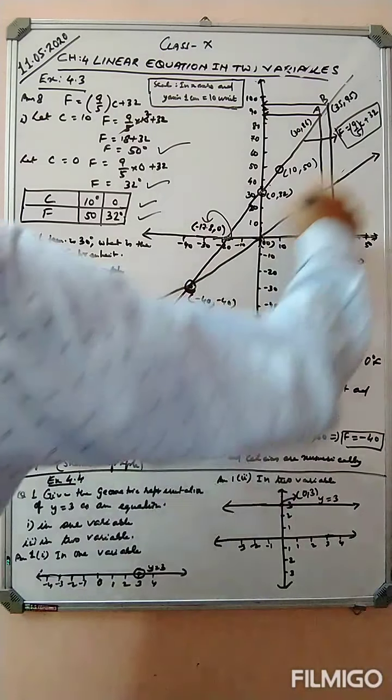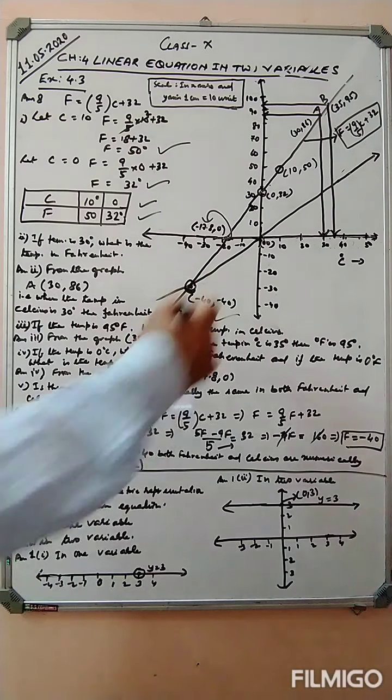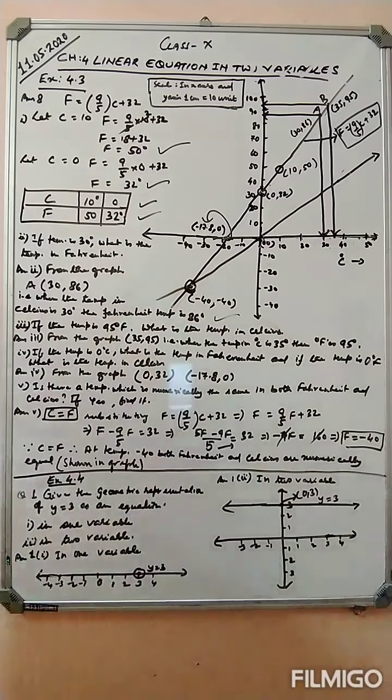You can make a line in this way. So this is the second graph. Since C equals F, at the temperature minus 40, both Fahrenheit and Celsius are numerically equal. That is shown in the graph, this one. Now let us come to the next exercise, exercise 4.4. The first one I have done for you and the second one will be your homework.